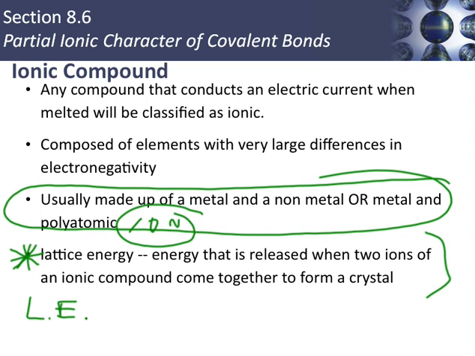But don't let the sign throw you off. A negative 500 lattice energy is bigger than a negative 200 lattice energy. On a number line, it's not, but in terms of energy released, 500 kilojoules being released is more than 200 kilojoules, right? The negative just tells you what direction that magnitude is going.